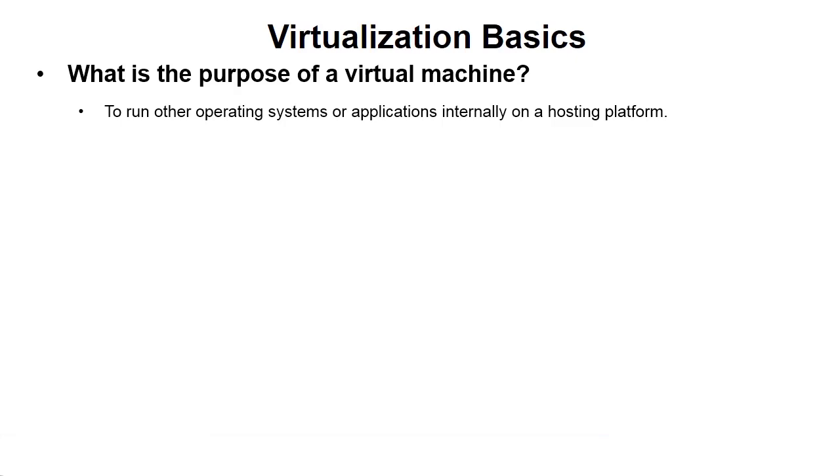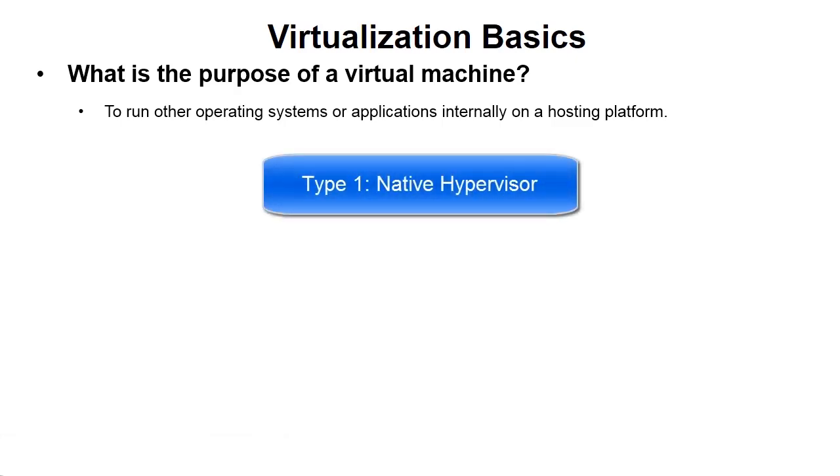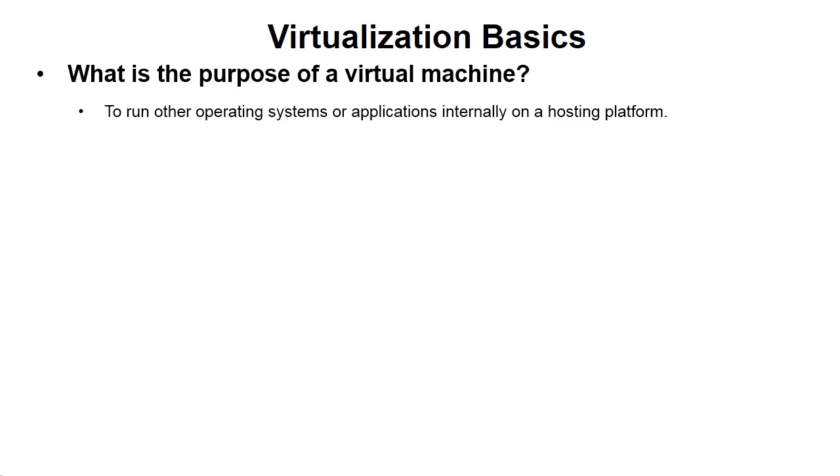And remember the two types. You've got the type 1, which is native, and that means that the hypervisor or the virtual machine manager runs directly on the host computer's hardware. That's also known as bare metal.